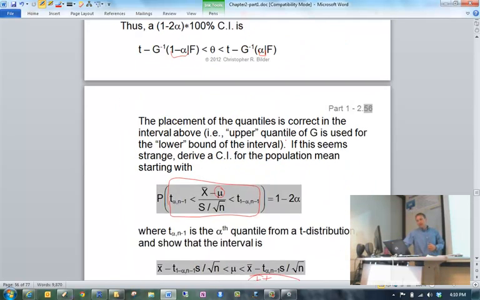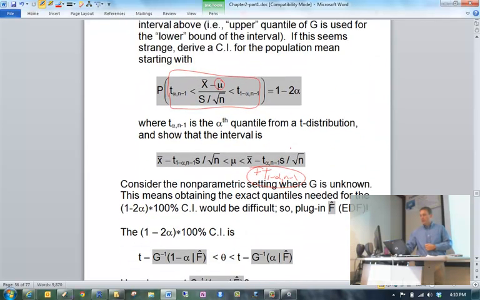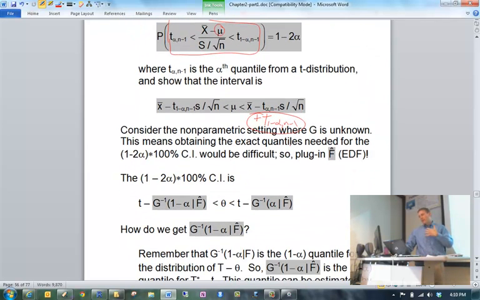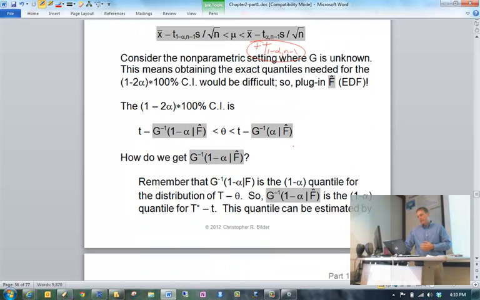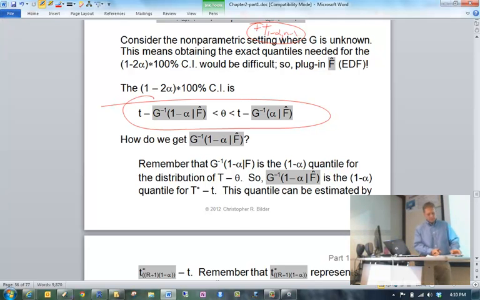So, now, let me go back up. If I knew the distribution of G, great, I could get the interval. Problem is we don't know the distribution for G. So what do we do? Well, put a little hat on top of the F in there, and then that will allow us to estimate the distribution of G. That will lead then to the basic bootstrap confidence interval. So, indeed, here it is. Well, what is this G inverse of 1 minus alpha given F hat?